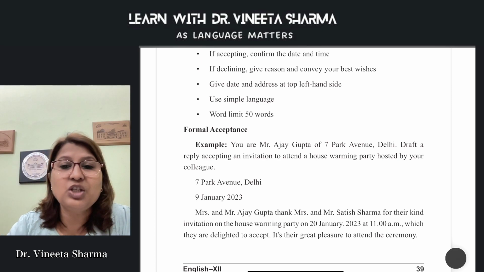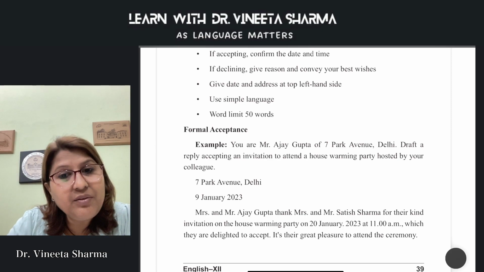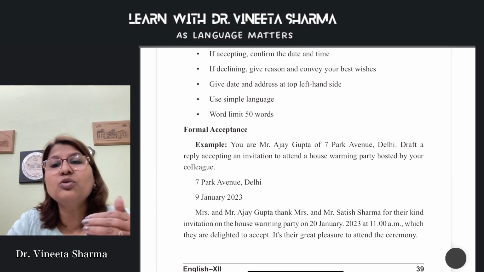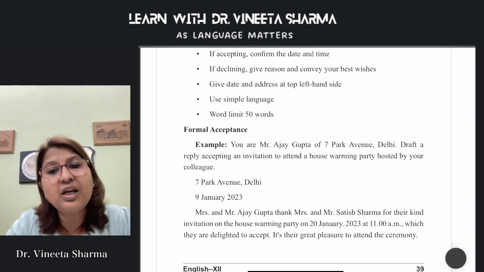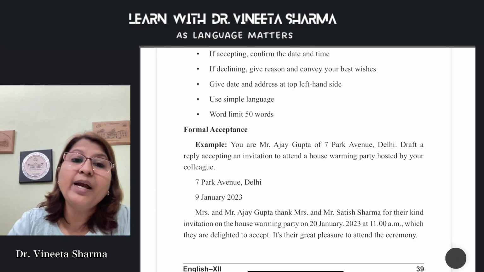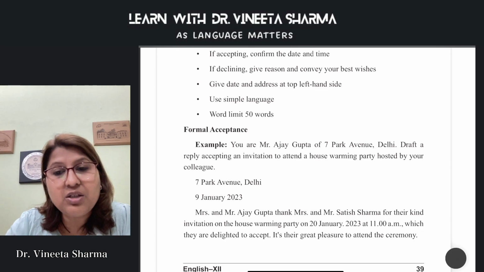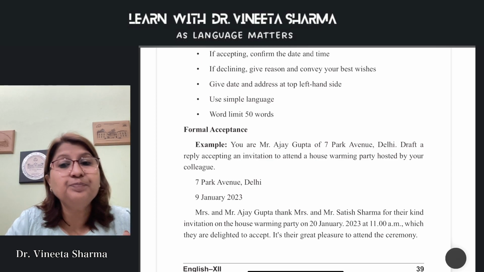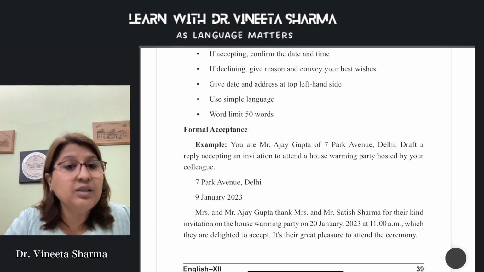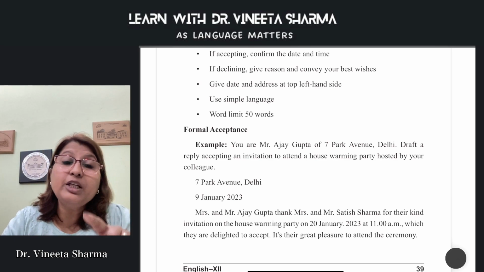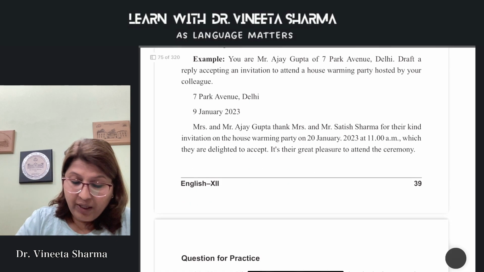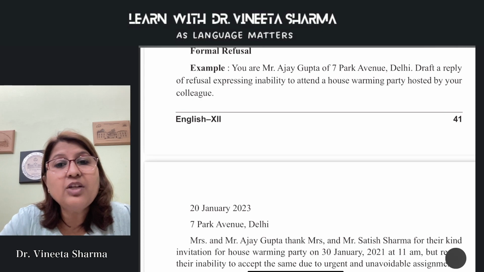Mrs. and Mr. Ajay Gupta thank Mrs. and Mr. Satish Sharma for their kind invitation on the housewarming party on 20 January 2023 at 11 a.m., which they are delighted to accept. It's their great pleasure to attend the ceremony. So please understand, when you are accepting the invitation, you need to confirm the date and time. All right. Now let's have a look at formal refusal.